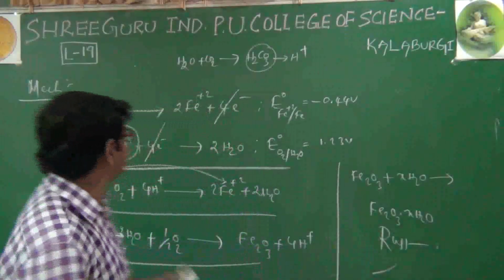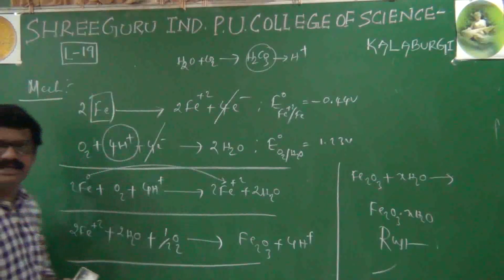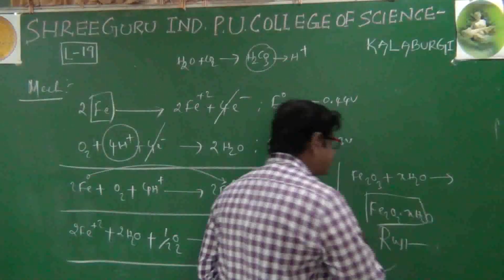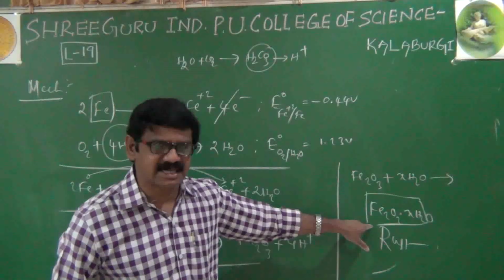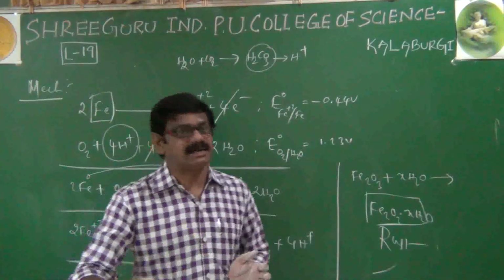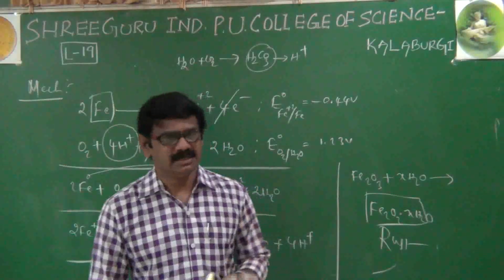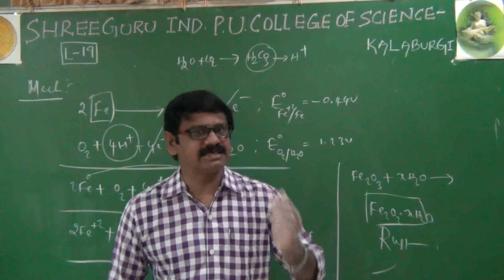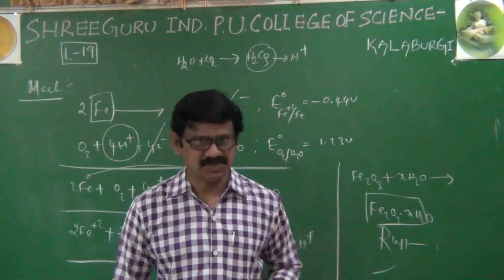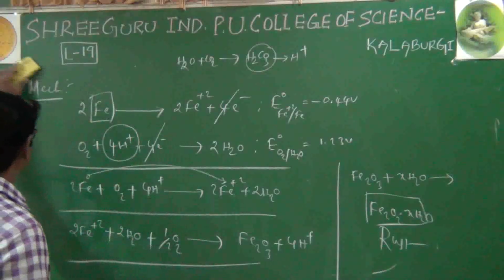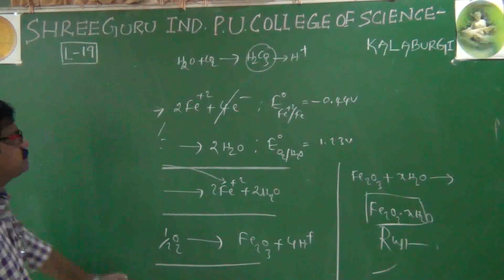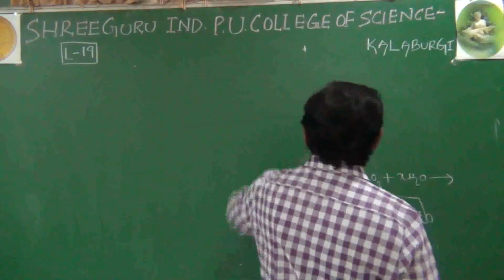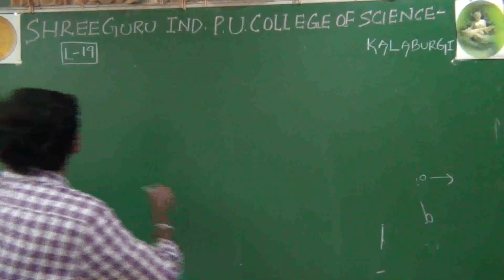See here, initially it was pure iron. Pure iron has converted into its compound. Ferric oxide is absolutely its compound only. Because of the formation of its compound, it undergoes rusting, nothing but corrosion. That's it. Next we will discuss how to prevent this rusting, nothing but corrosion. We'll see different prevention methods.